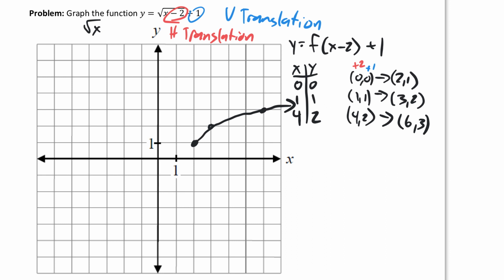Visually, of course, we can see this graph has been moved 2 to the right and up 1. And it's got the same overall shape because we haven't done any stretches to it. We've simply translated the graph.